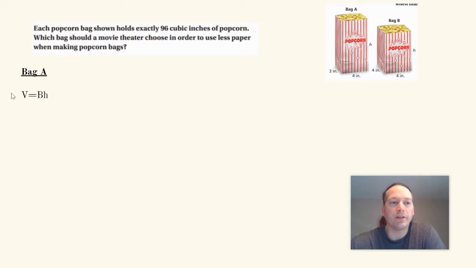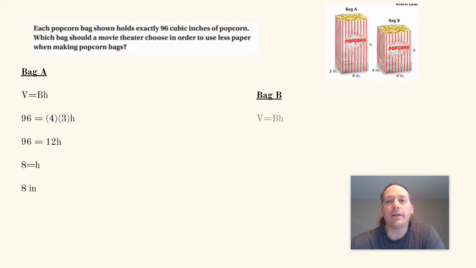So again, we start with the formula. Volume equals base times height, area of the base times the height. Now we know the volume is 96. We don't know the height, but the area of the base is 4 times 3. So then we go ahead and we solve it, divide 12 by both sides, and we get a height of 8 inches. I know I didn't label it. That's fine, because I did it here.